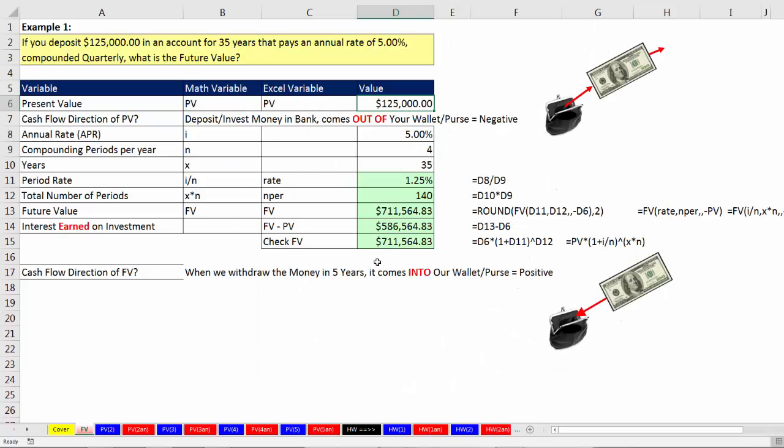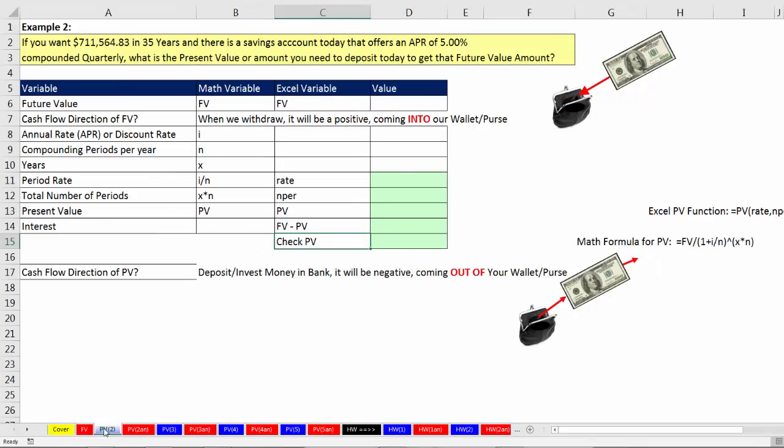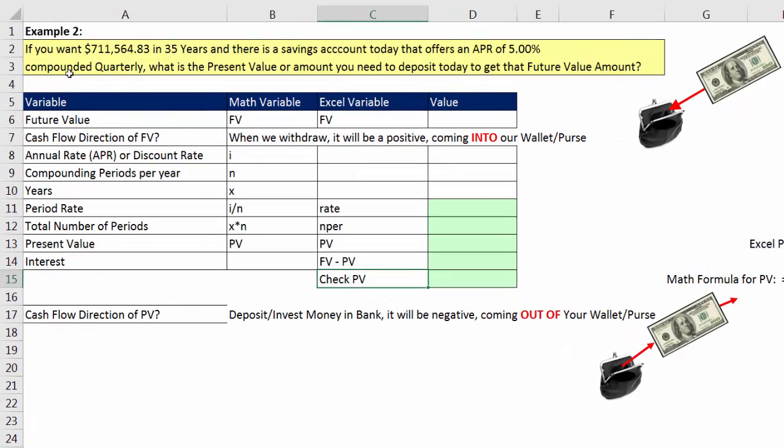All right, on the sheet FV, this is the example we did last video where we started with a present value of $125,000. We put it in the bank and we calculated our future value. Now let's go over to the sheet PV2. And here it is. If you want $711,564.83 in 35 years, and there's a savings account today that offers APR, annual percentage rate, of 5% compounded quarterly, what is the present value or amount you need to deposit today to get that future value amount?